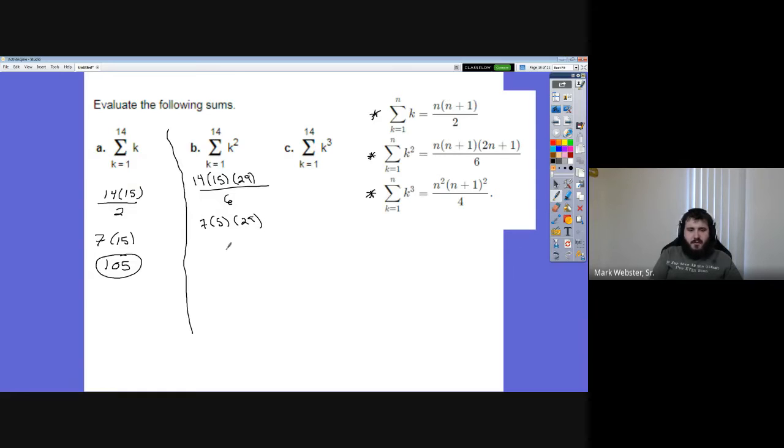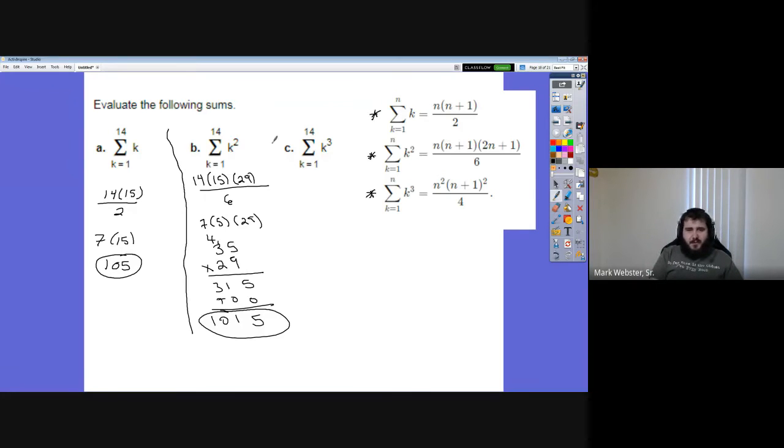Whatever that is. 35 times 29? Sure, let's do it. 9 times 5 is 45. 9 times 3 is 27, plus 4 is 31. 2 times 5 is 10. 3 times 2 is 6, plus 1 is 7. So whatever this is. If we add up all the squares from 1 to 14, we get 1015.